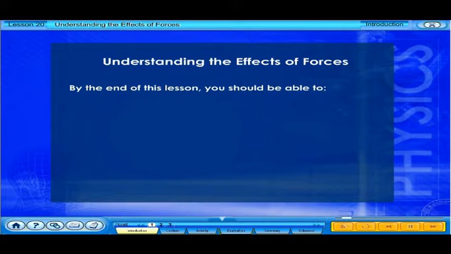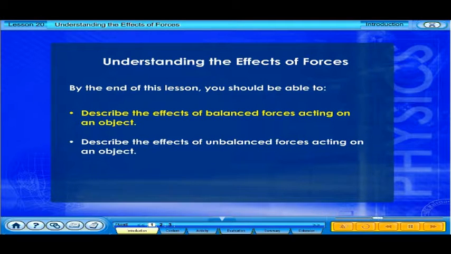By the end of this lesson, you should be able to describe the effects of balanced forces acting on an object. Describe the effects of unbalanced forces acting on an object.